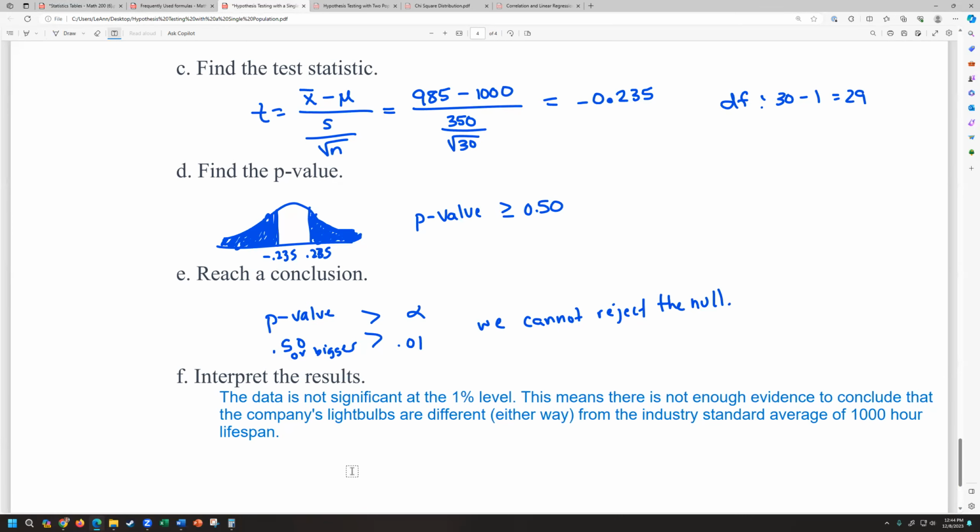Okay. So we have shown 3 different versions of hypothesis testing with a single population in this video. I hope that helps.